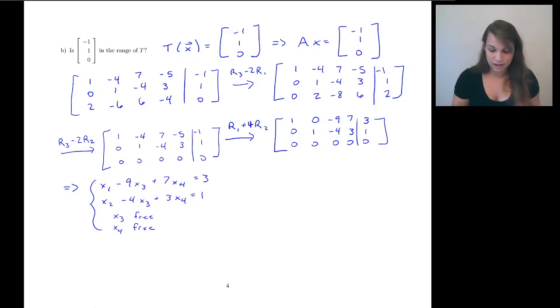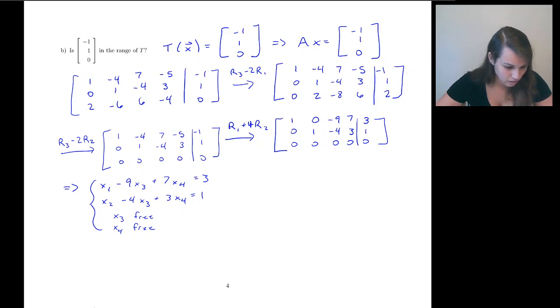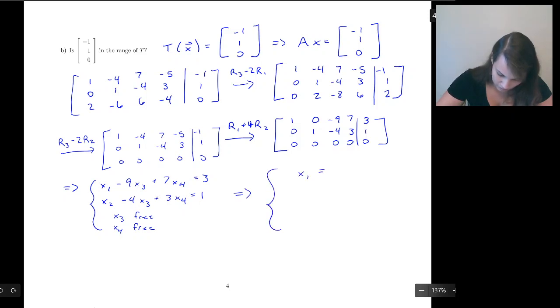I asked, is it in the range? And very obviously, we're going to get a good solution from here. So I could say, yeah, it's obvious now and leave. But I'm going to go ahead and take it all the way. Let's rewrite this real fast. We've got x1 equals 3 plus 9x3 minus 7x4. x2 is 1 plus 4x3 minus 3x4. x3 and x4 are both free.